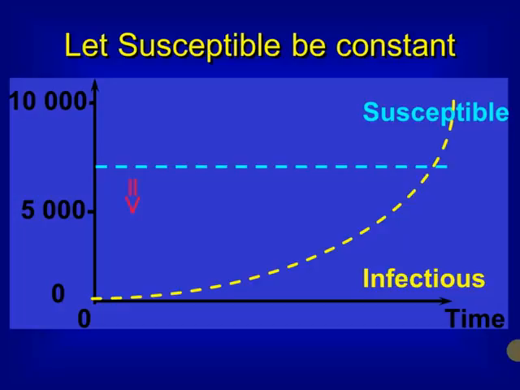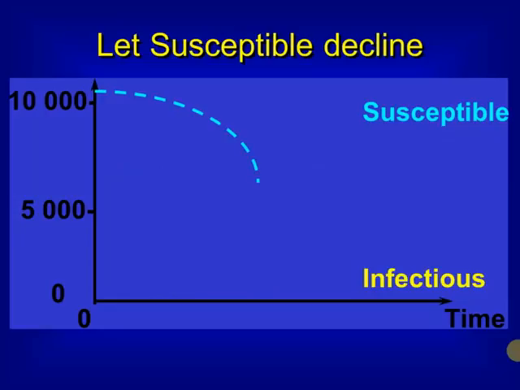And then, if you look at the actual development of susceptibles, it will go like this. I'll explain that later. And that will cause the number of infectious to first increase very quickly, and then the increase will be slower and slower and slower. So that's the development that you see caused by a change in the parameter of susceptible.